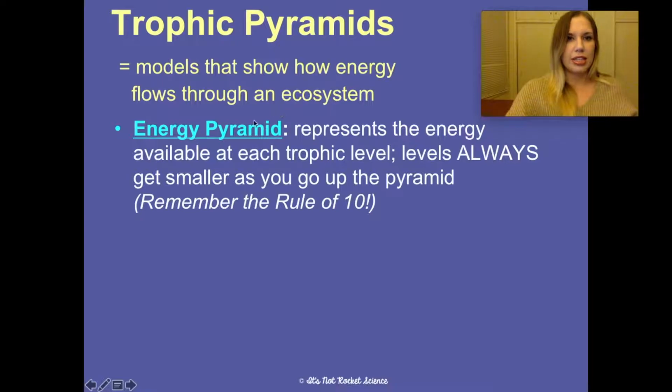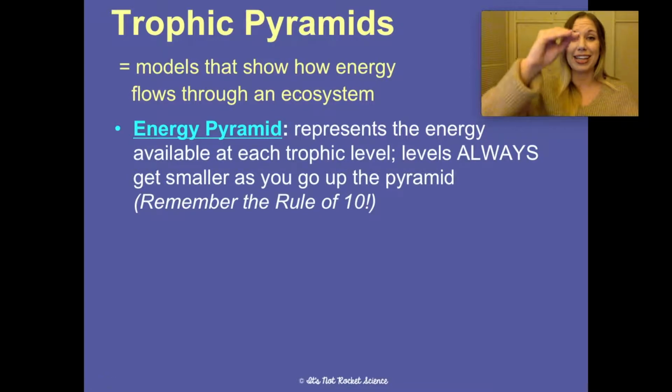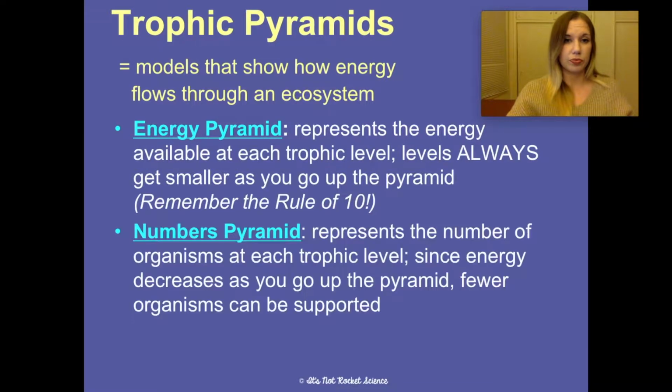Okay, so this type of pyramid is going to show energy available. So remember the rule of 10, that organisms only get 10% of the energy that they obtain from whatever organism they obtained it by, or whatever the previous level obtained. So the amount of energy they're able to obtain is going to be less and less and less as they go up the pyramid. The second type of trophic pyramid is going to be called a numbers pyramid.